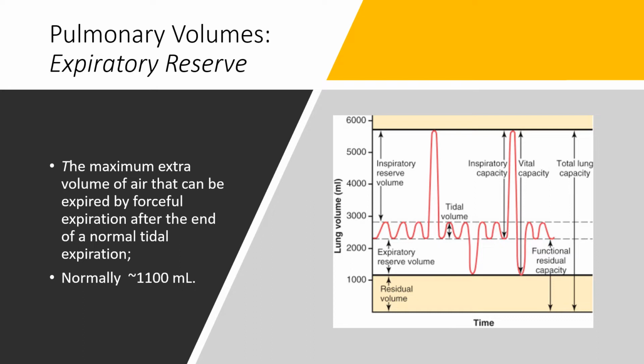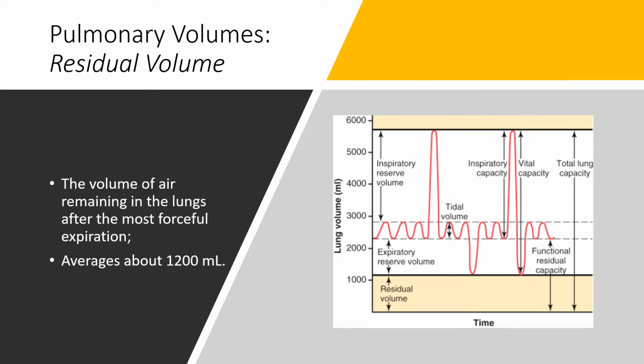Conversely, the expiratory reserve volume is the volume of air that can be maximally expired by forceful expiration after the end of a normal tidal volume. This is approximately 1,100 ml. The residual volume is the air that remains in the lungs after the most forceful expiration. This volume of air is needed to maintain the patency of the airways, and this averages 1,200 ml. Residual volume is measured indirectly.